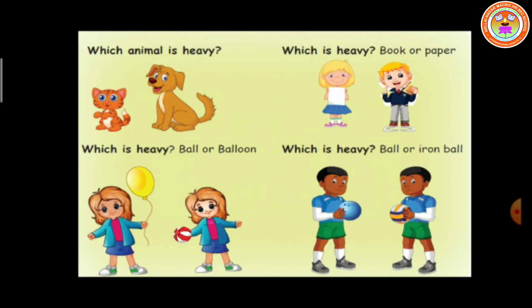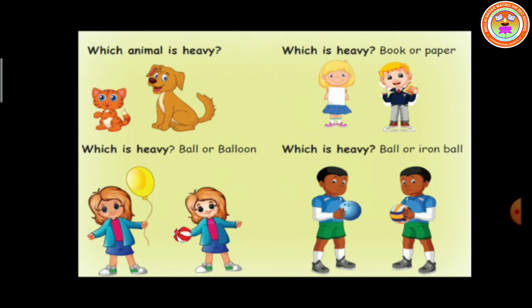Now, in this slide, we are going to find out the heavier objects. See the first picture. Which animal is heavy? Cat or a dog? Second picture. Which is heavy? A girl is holding a paper and the boy is holding a book in his hand. See the third one. Which is heavy? The ball or a balloon? See the fourth one. Which is heavy? The two boys holding a ball. One is an ordinary ball, another one is an iron ball.